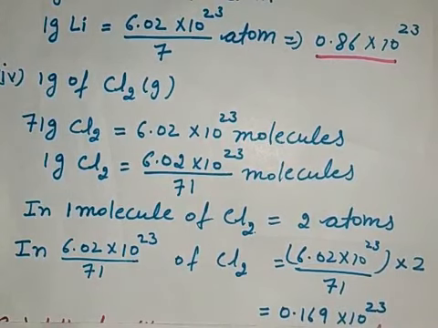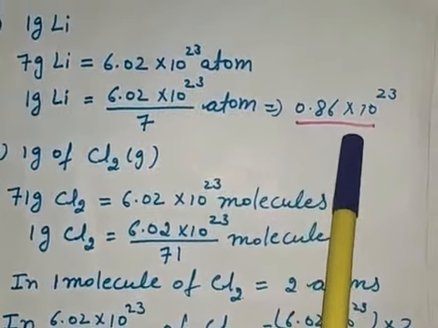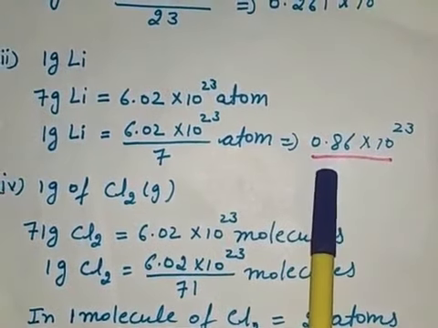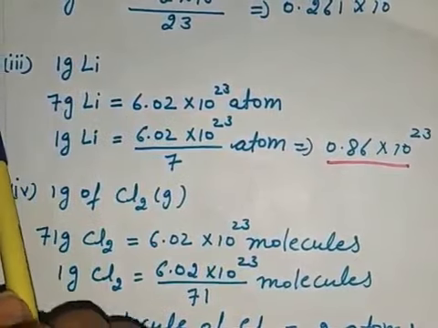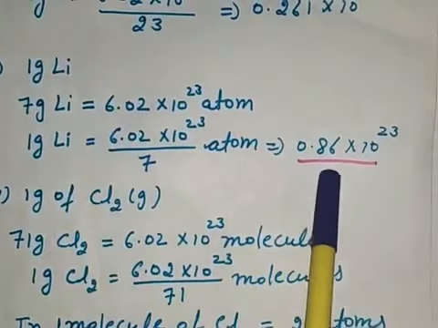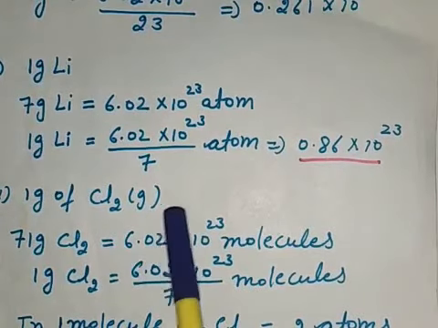Now you have to tell which one of these have largest number of atoms. Now as you can see, out of these 4, 0.86 into 10 to the power 23 is the largest number. So that means answer is third part, that 1 gram of lithium contains largest number of atoms. So answer is part 3.